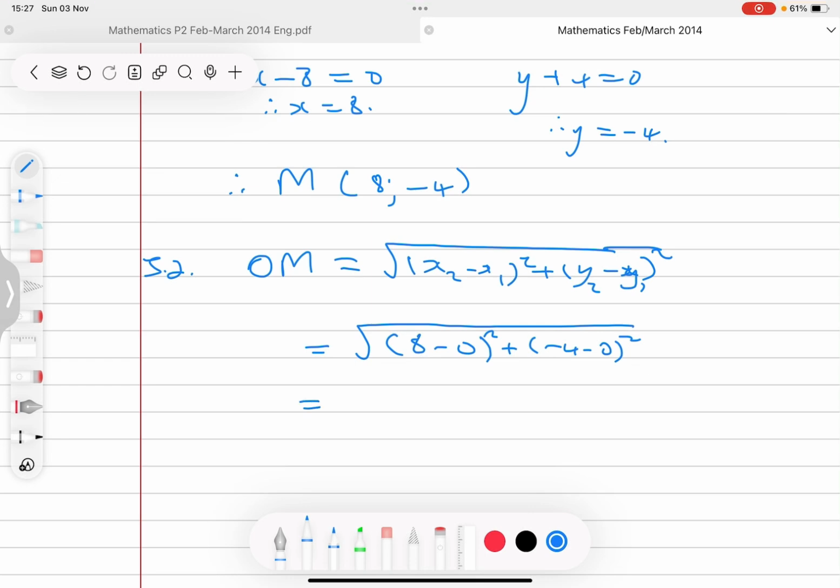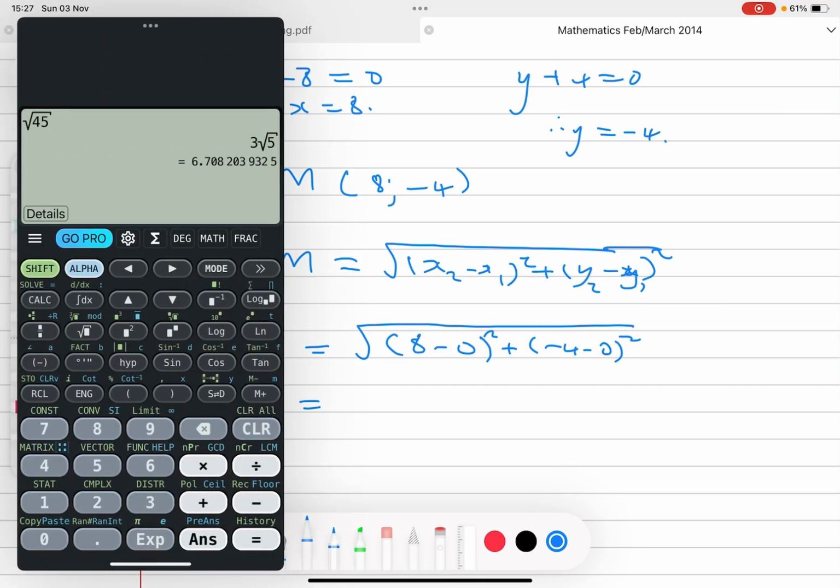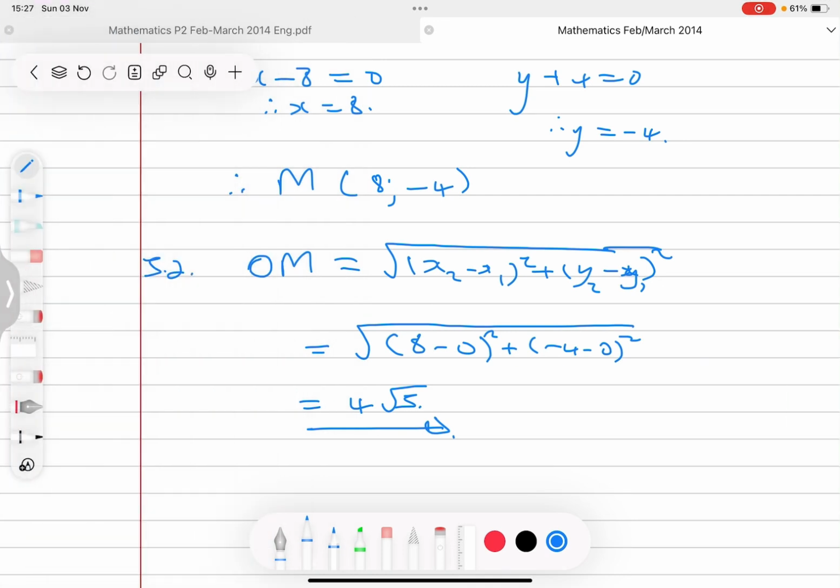Now we can use a calculator here, right? I don't think you need to waste time on this one. You can simply use a calculator. So you can see that we have 8 minus 0 all squared plus negative 4 minus 0 all squared, and this gives us the decimal and the surd one. So remember our question here, they will give you a mark if you leave it in the simplest surd form, right? So it has to be surd form, don't write it in decimal places.